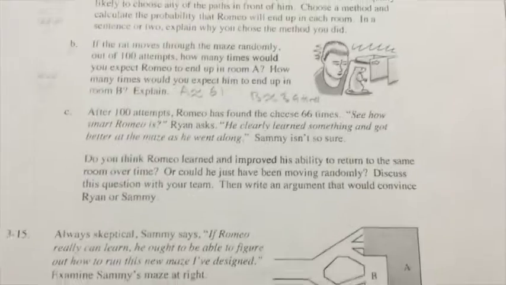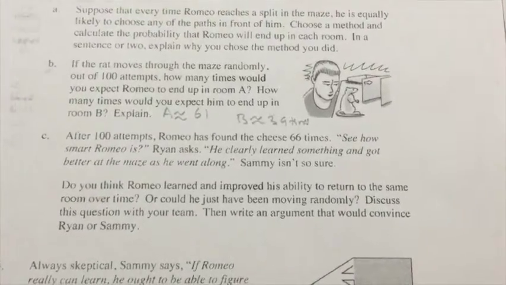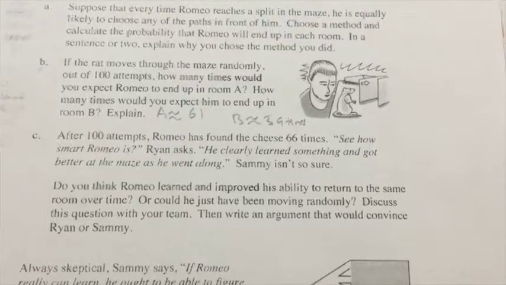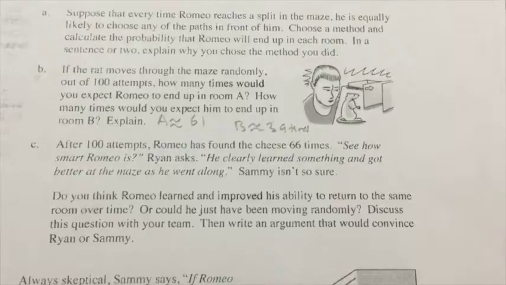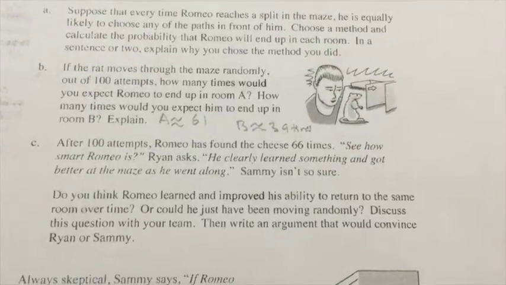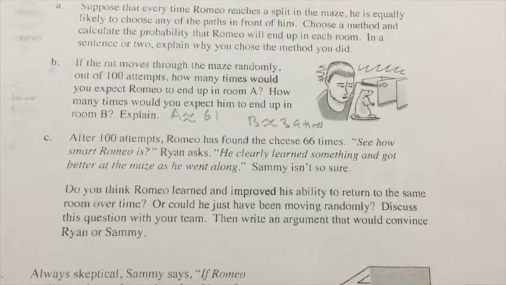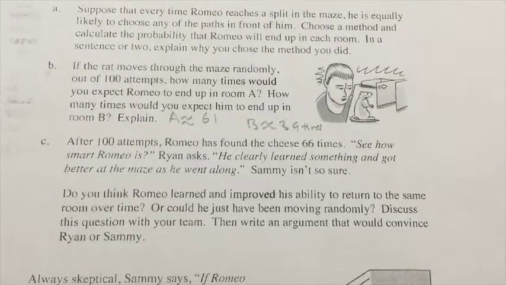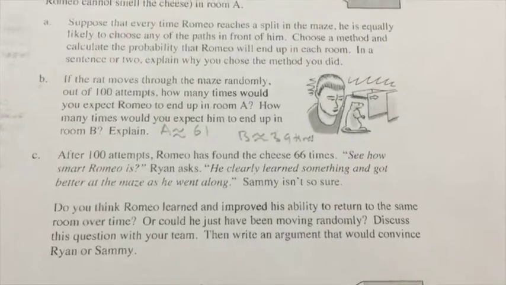So after 100 attempts, Romeo has found the cheese 66 times. "See how smart Romeo is," Ryan asks. "He clearly learned something and got better at the maze as he went along." Sammy isn't so sure, right? So do you think Romeo learned and improved his ability to return to the same room over time? Or could he just have been moving randomly, right?